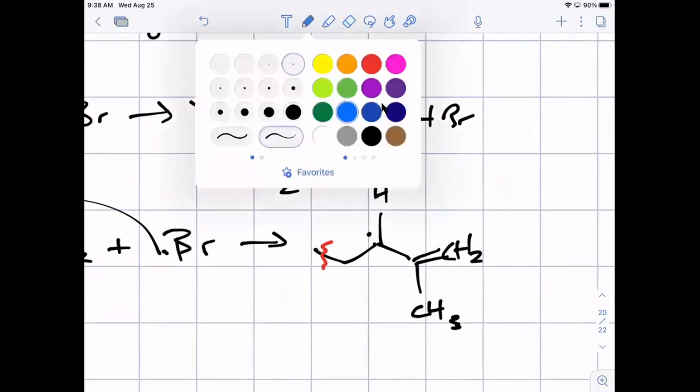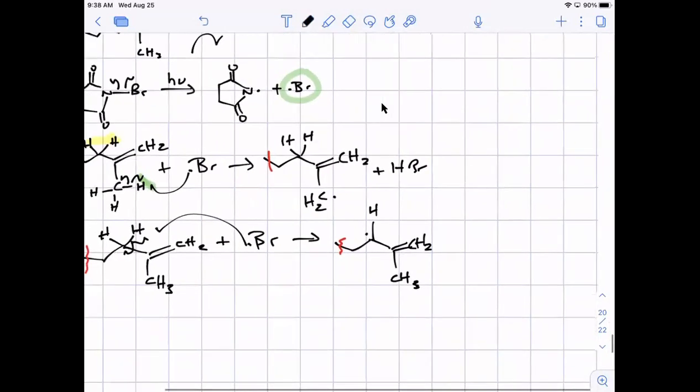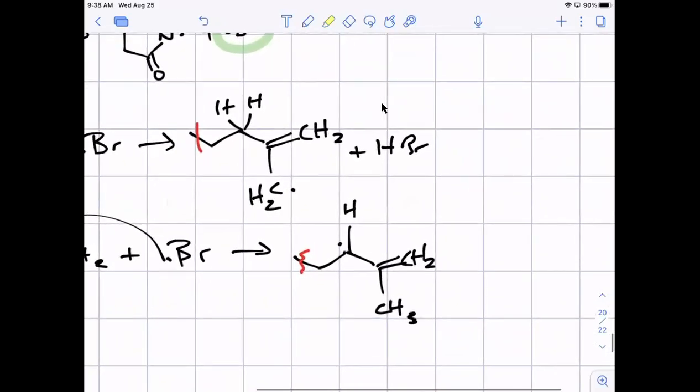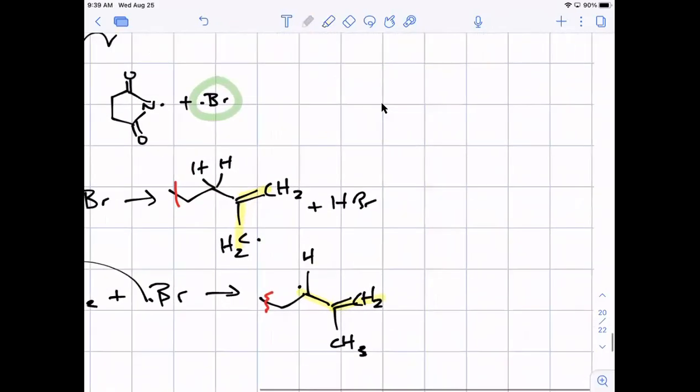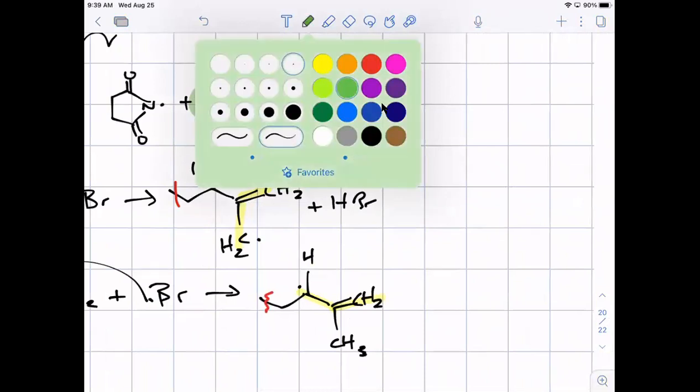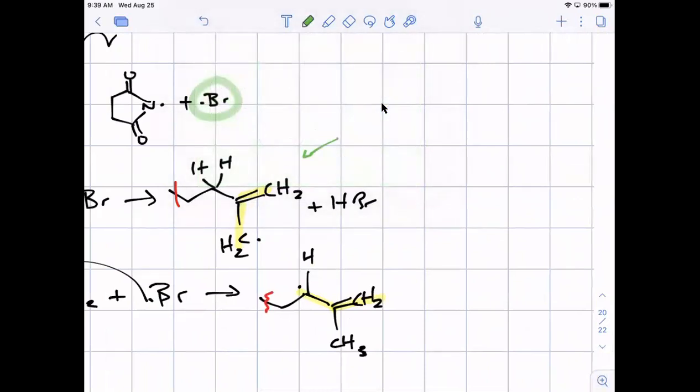All right. So now this is propagation. Each one of these radicals is an allylic radical. Am I right? You can see the pattern right here, just like we saw up top. You've got the allylic pattern. You've got a radical adjacent to an alkene. So what does that mean? That you can do resonance. You can do resonance on both of them.